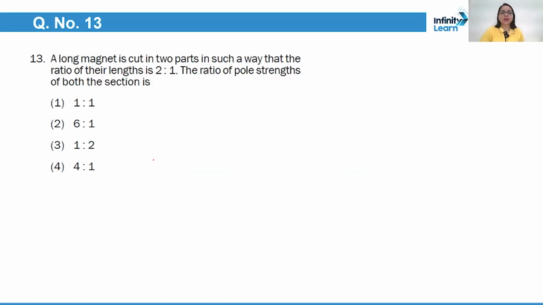Question number 13. A long magnet is cut in two parts in such a way that the ratio of their lengths is 2:1. The ratio of pole strengths of both the sections is, okay. So over here we have a long magnet and it is cut into two parts such that L1 upon L2 is 2 upon 1 and we need to find the ratio of their pole strength, right? But the pole strength is independent of the length, right? So over here, the pole strength will not change and the correct answer will be option 1 only, 1:1.